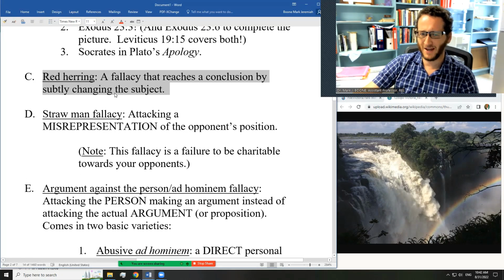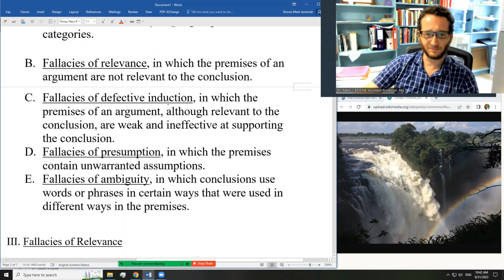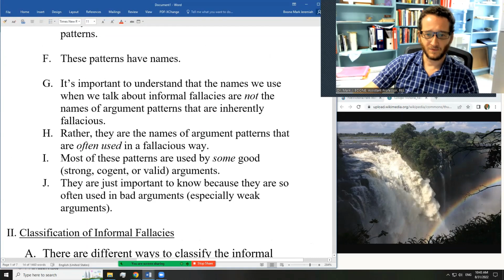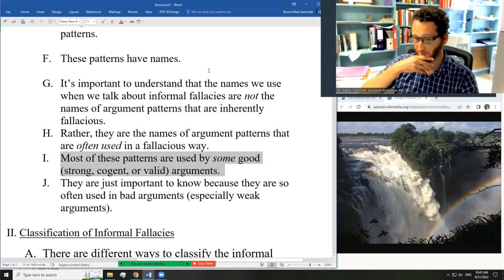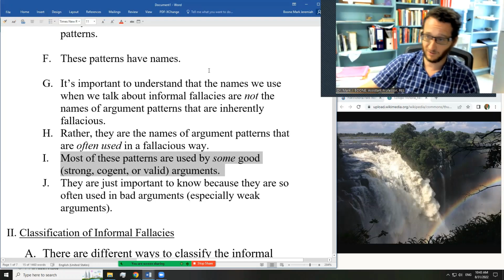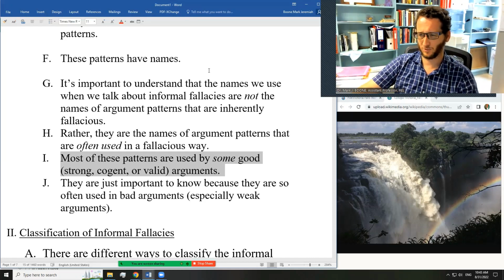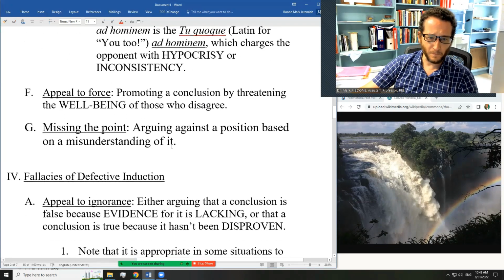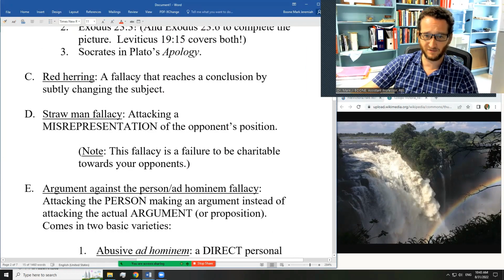Now, actually, maybe I shouldn't say that every pattern we're talking about here, every argument pattern, is used by some good arguments. Maybe I should say only most, which is conveniently what's written in my notes. I think I said orally all, but the notes say most.